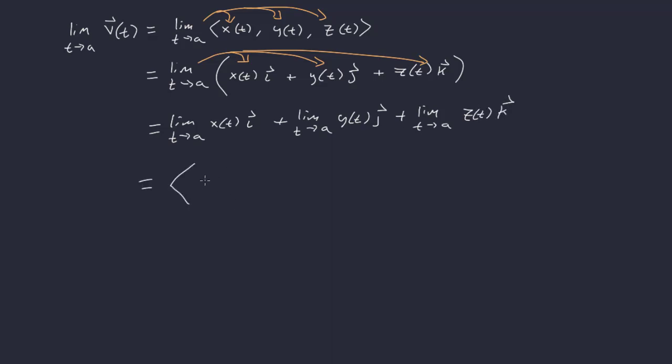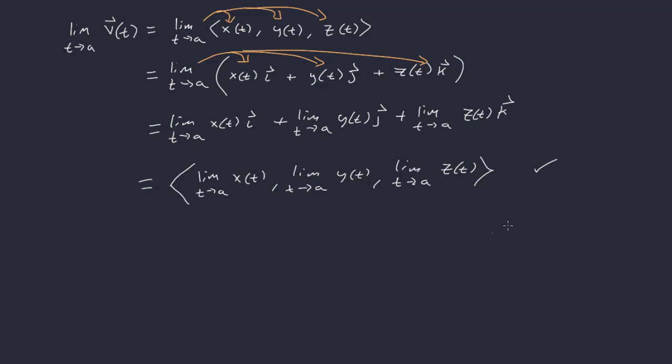So this is actually the vector: the limit as t goes to a of x of t, the limit as t goes to a of y of t, and the limit as t goes to a of z of t. Okay, and that's really all there is to taking the limit of a vector-valued function.